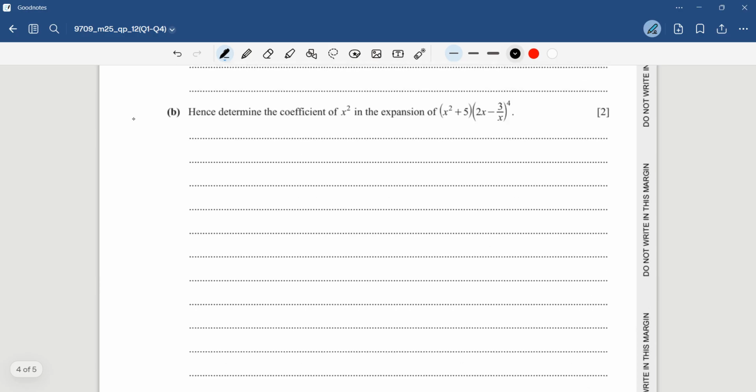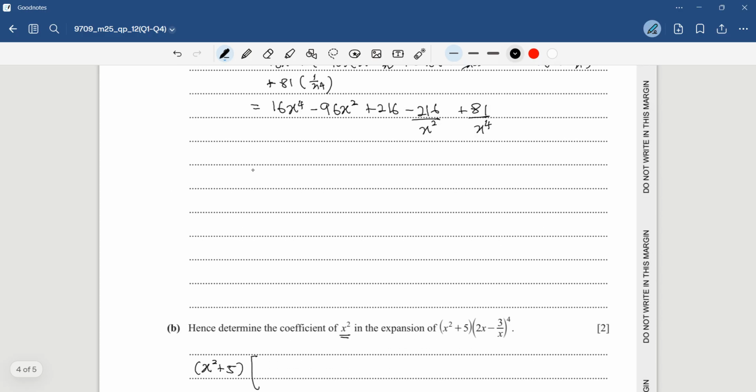And for B, hence determine the coefficient of x squared. So we just need the x squared term, where (x squared plus 5) is multiplied with this. We can rewrite it as x squared plus 5 multiplied with, just now we copy down, 16x to the power of 4 minus 96x squared plus 216 minus 216 x to the power of negative 2 plus 81 x to the power of negative 4.